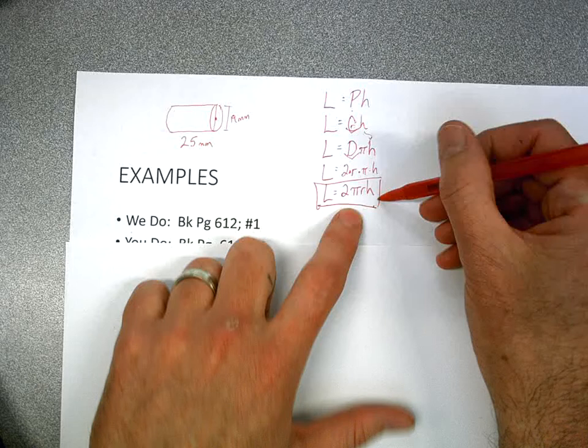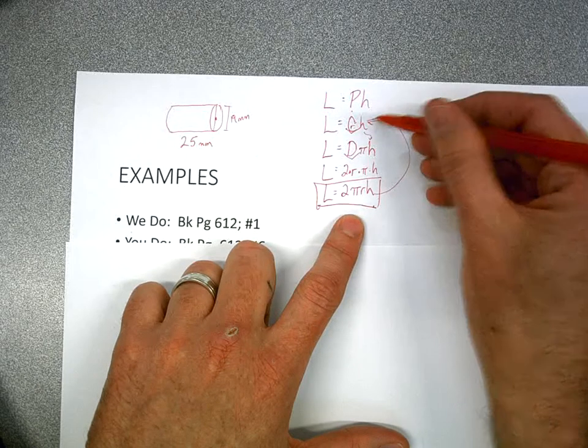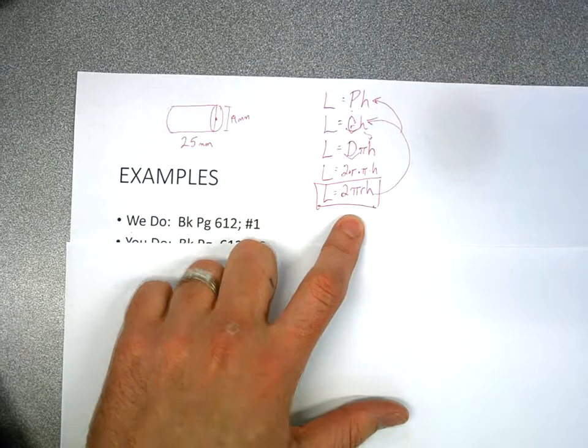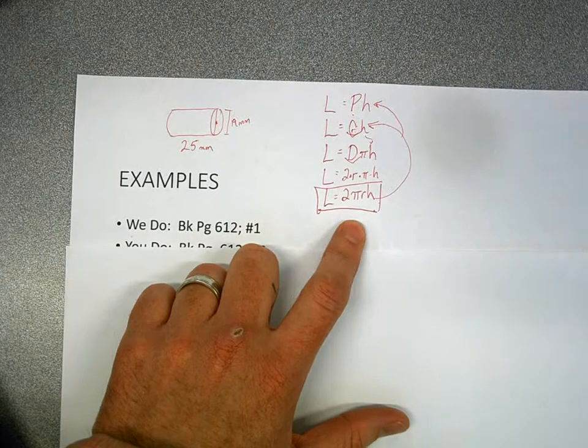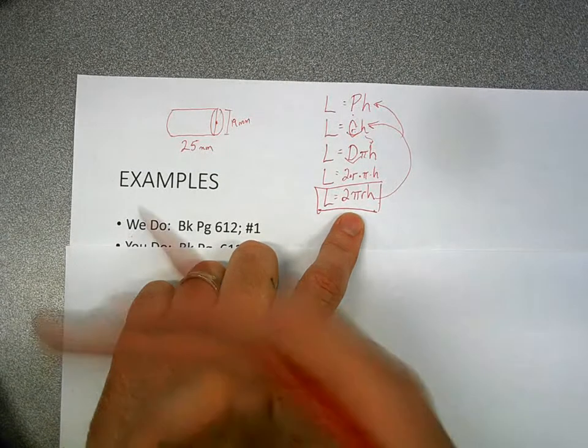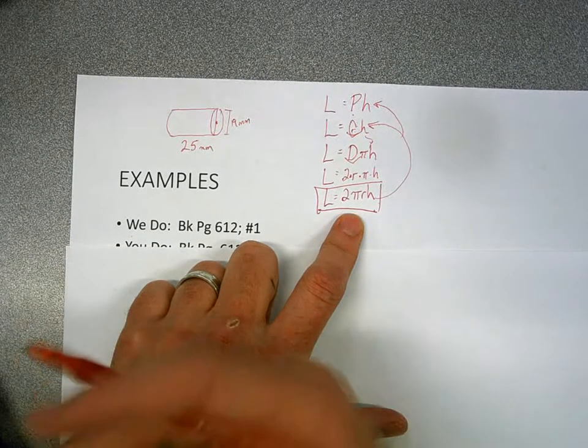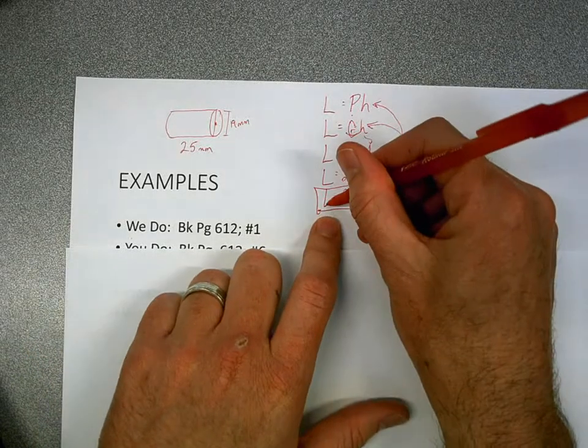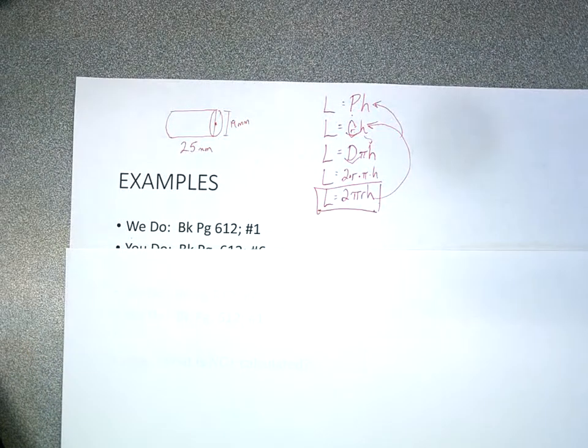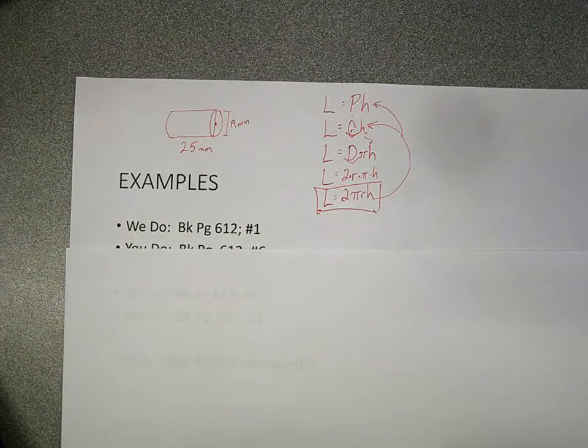But ultimately, what does it mean? It means this, or what we talked about yesterday. It's exactly the same thing. So you find your perimeter or circumference of your base, multiply it with the height, and that will give you the lateral area. And then you still, of course, need to find the area of the bases and add it. So that's what we're going to do. So here we go.